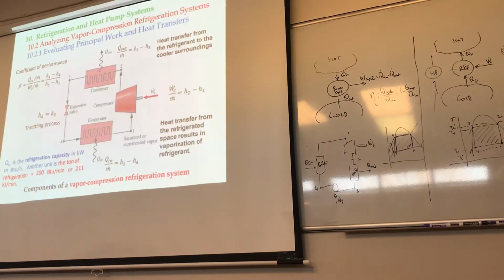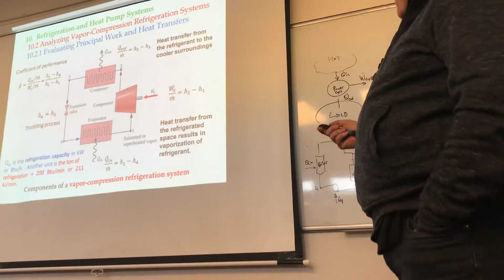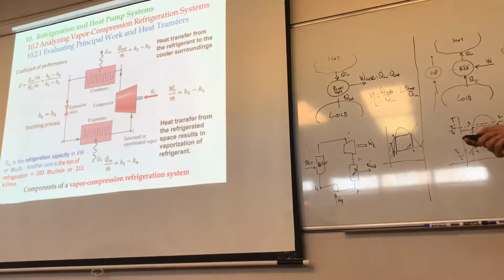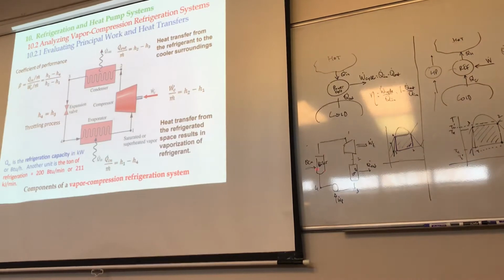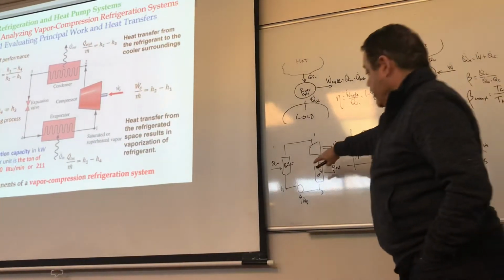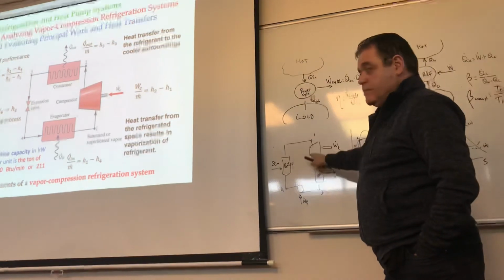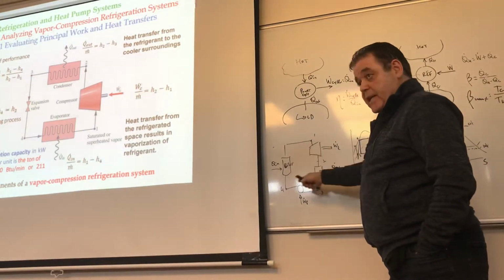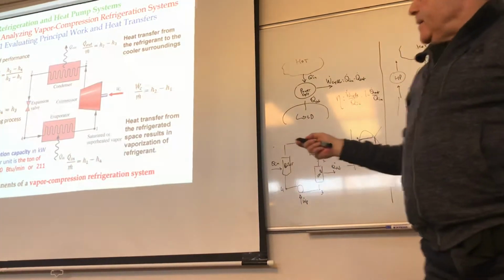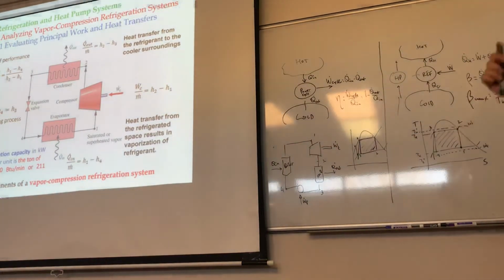Now, with that said, see that big, ugly looking cycle that we had before now looks like this. You got 4 components, just like the vapor power cycle. In the vapor power cycle, we were going in a clockwise direction. In here, we're going in a counterclockwise direction. And state 1 is the entrance to the compressor. Always remember that, okay?